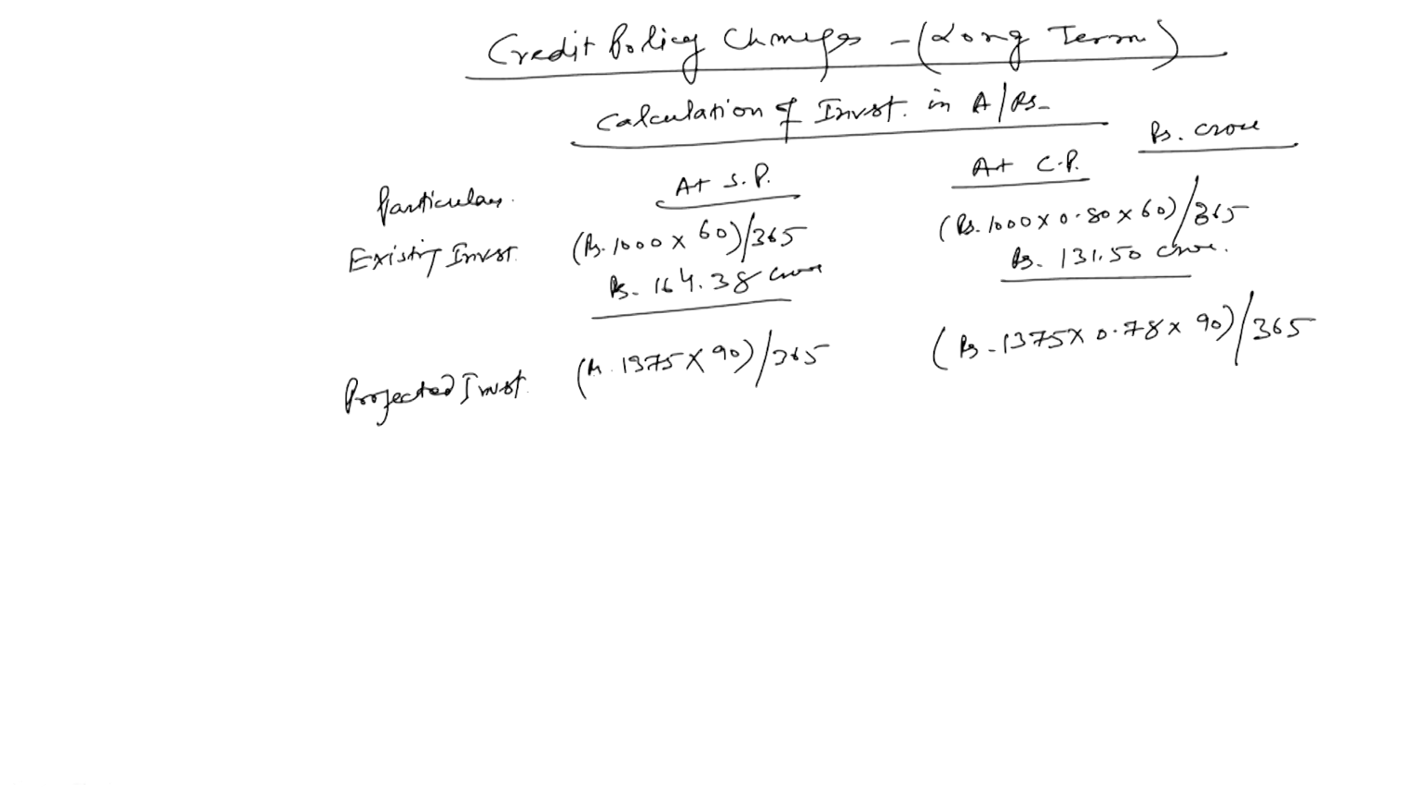So at the selling price we are taking 1375 as 1375, and at the cost price we are taking 78% of 1375, because the cost is expected to decrease from 80% to 78%, but the credit period is again the same, that is 90 days. So how much investment are we expecting now in the accounts receivables? That is rupees 339.04 crores, and here, how much is this investment going to be?